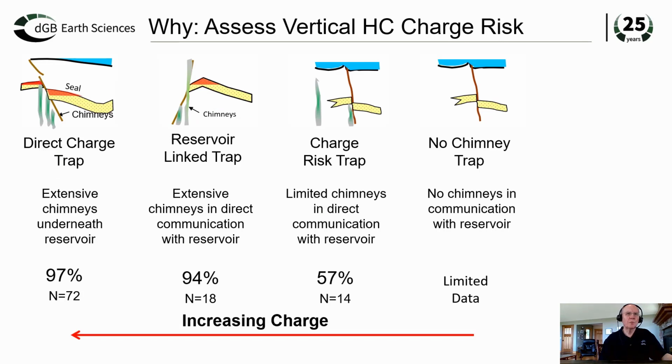The other thing we address with chimneys is vertical hydrocarbon charge risk. What we're trying to do here is look at the quantity of chimneys in immediate contact with the trap or reservoir. Where the chimneys are directly below the trap or clearly linked via the reservoir to the trap, we have a very high success rate. Where the chimneys are less extensive or not clearly linked to the reservoir, that's where we have this charge risk trap, which has a higher risk of failure.